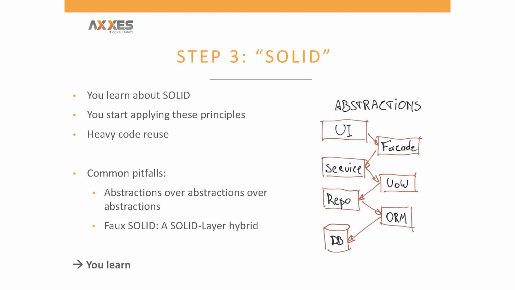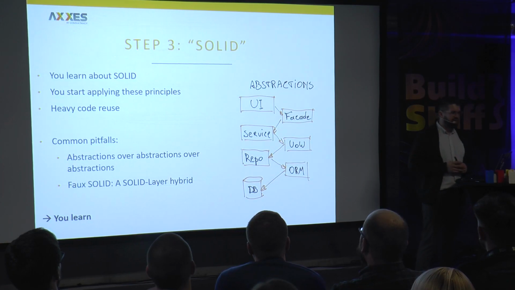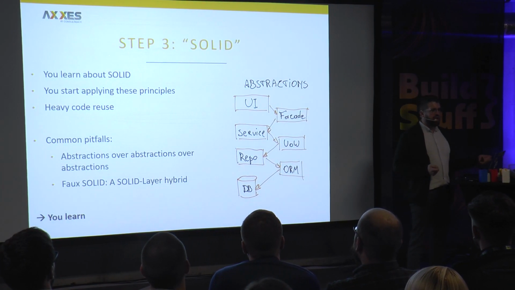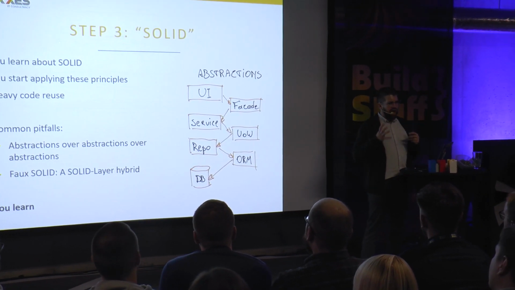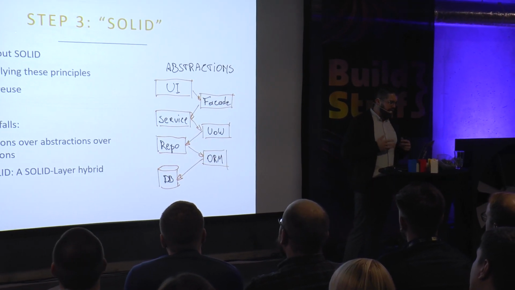So you move into learning SOLID. Somebody tells you about it, or you read about it, and you start applying these principles in your code base. And you have a lot of code reuse in your SOLID code base, and things are good, and you're applying the patterns. But what you see happen, and I've seen this in more than one code base, so I know that it wasn't just me. I've seen a lot of people do the same thing. It's what I call layered SOLID or faux SOLID or whatever. It's like a hybrid between layers and SOLID.